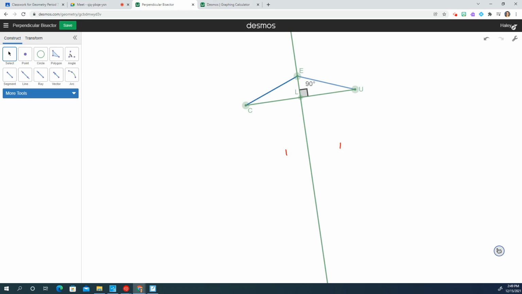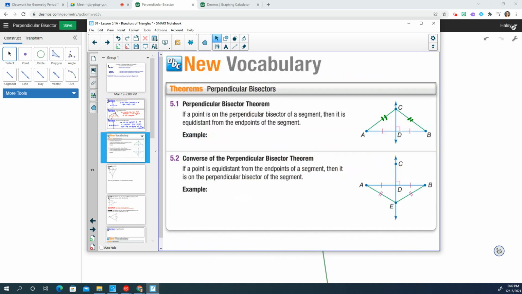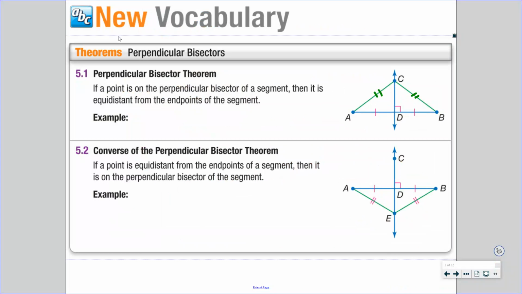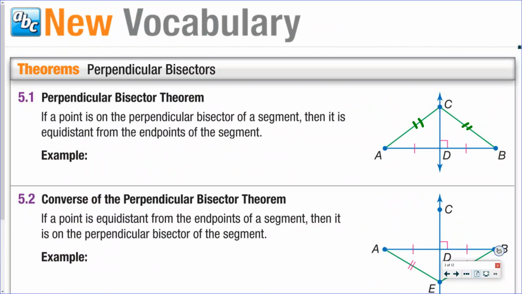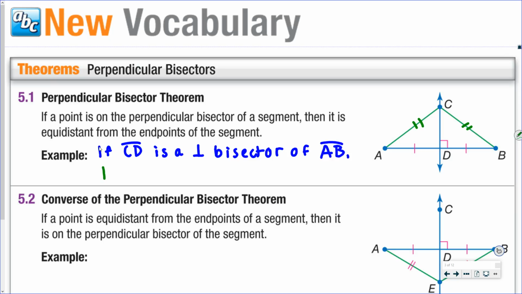Okay, there's our first theorem for today. So in this picture, if line CD is a perpendicular bisector of AB, then that length AC is going to be the same as length BC. Those lengths, distances, are going to be the same. Okay, there's our first theorem.